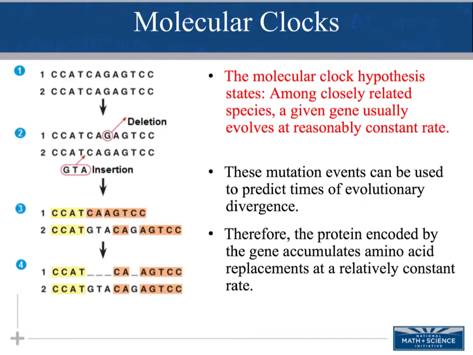Okay, so we have something called the molecular clock hypothesis, and it says that among closely related species, a given gene usually evolves at a reasonably constant rate. And pretty much what we do is we use these mutations to predict where divergence took place evolutionarily.